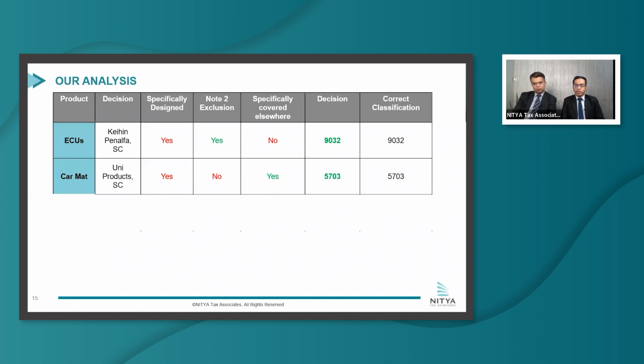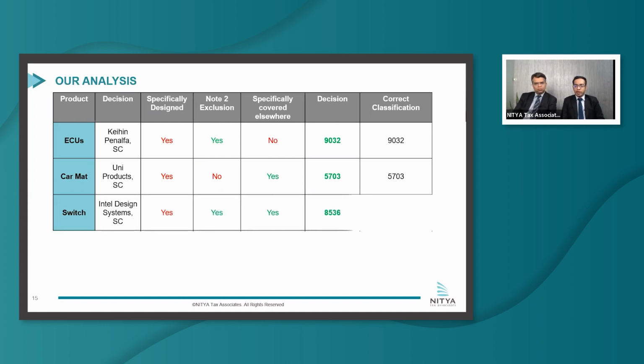The Supreme Court discussed that it is relevant to take care of the common parlance test as well, and since failing of one test will not remain classified under 8708, these articles shall remain classified under 5703 only. For switches, in the case of Intel Design, the Supreme Court discussed these tests and again laid down that these products shall be classified under 8536 only.